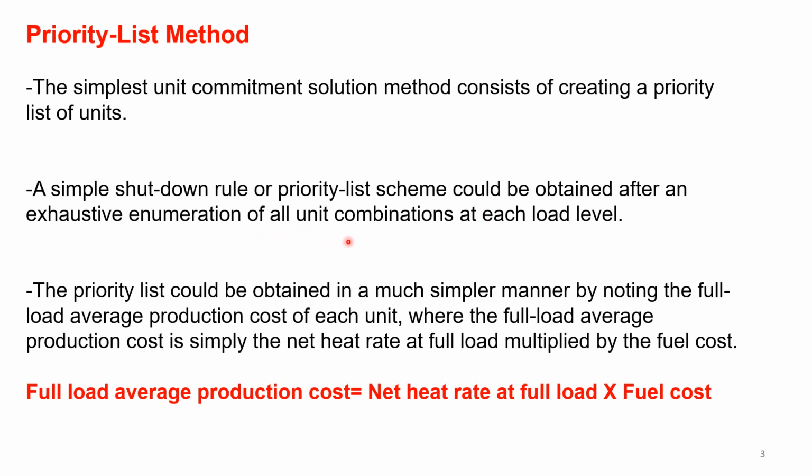Enumeration of all unit combinations at each load level. How are we going to find the full load average production cost? You have to multiply the net heat rate at full load by the fuel cost. You have to find the full load average production cost for all the given cost equations, and then frame a table. In that, in ascending order, you write the full load average production cost and the combinations. Whatever the load demand given, you select the number of generating units accordingly. That is the procedure for this.